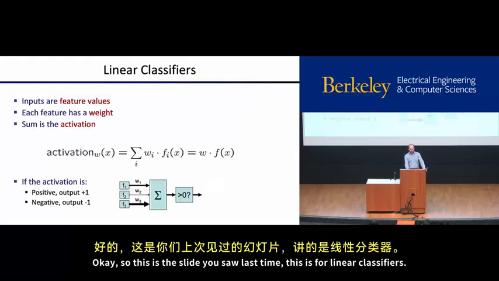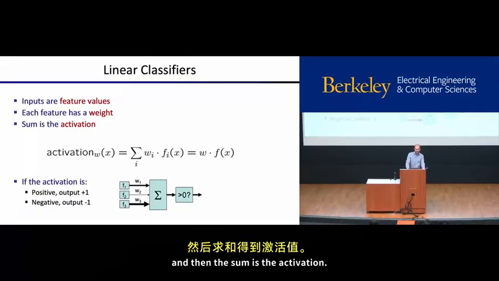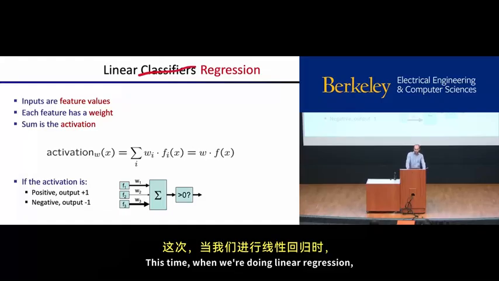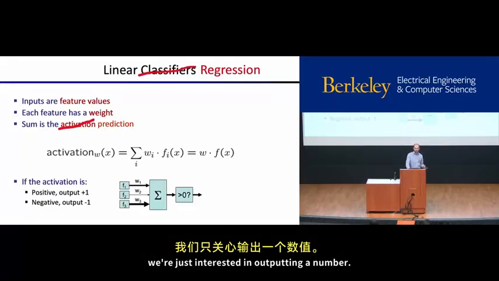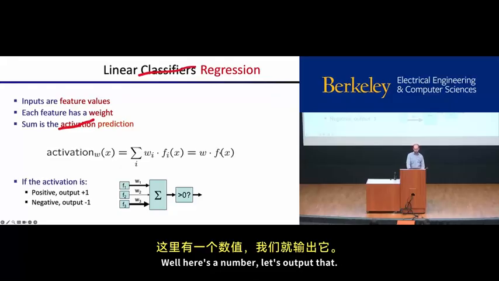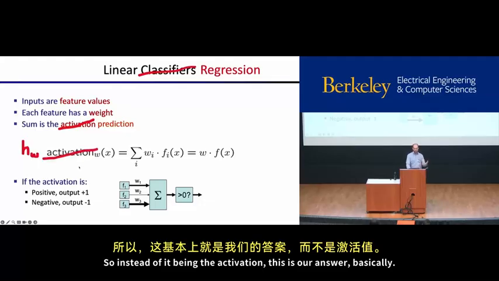Okay, so this is the slide you saw last time. This is for linear classifiers. You have inputs that are feature values. Each feature gets a weight, and then the sum is the activation. This time we're doing linear regression. We're not interested in outputting a binary yes or no. We're just interested in outputting a number. Well, here's a number. Let's output that. That's basically what linear regression is. So instead of it being the activation, this is our answer, basically.